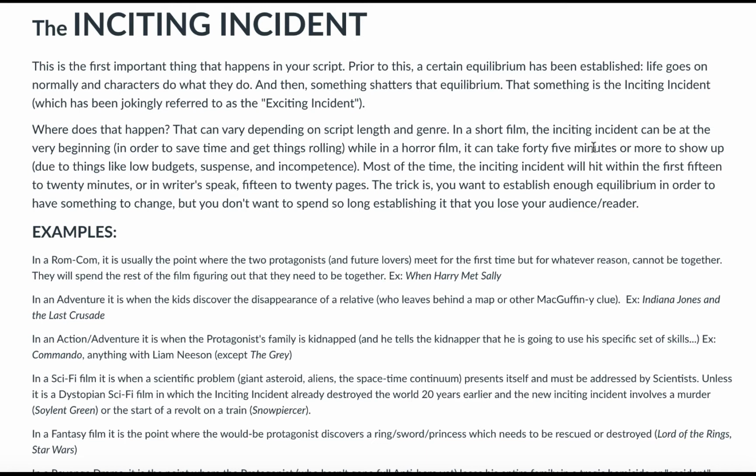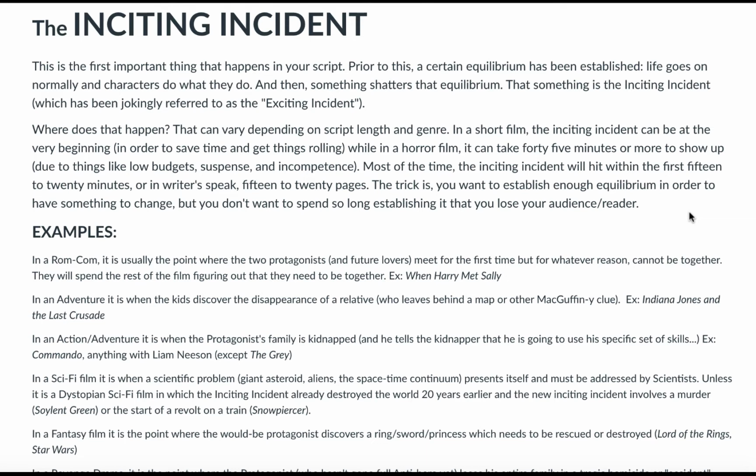In a horror film, on the other hand, it could take 45 minutes or more to show up due to things like low budgets, as I said before, suspense. You want to lead the audience along, get them to where they're ready to be scared, and also incompetence. Horror films tend to be something that people make where they kind of wing things a little bit, and sometimes it works, sometimes it doesn't. You definitely have some structure breaking things going on in a lot of horror films because of this, and that can cause the film to suffer in some cases. Sometimes it can make it work better.